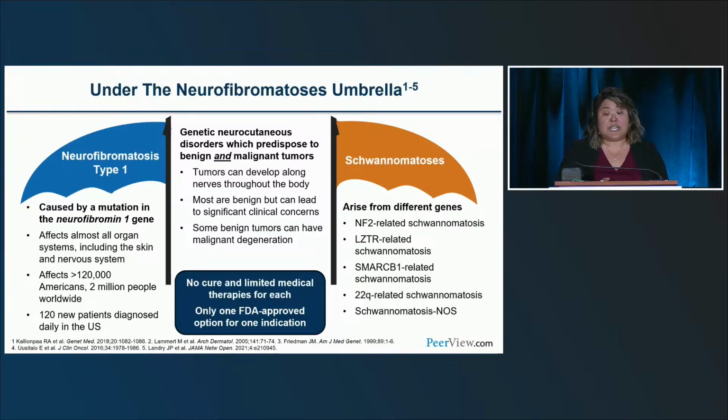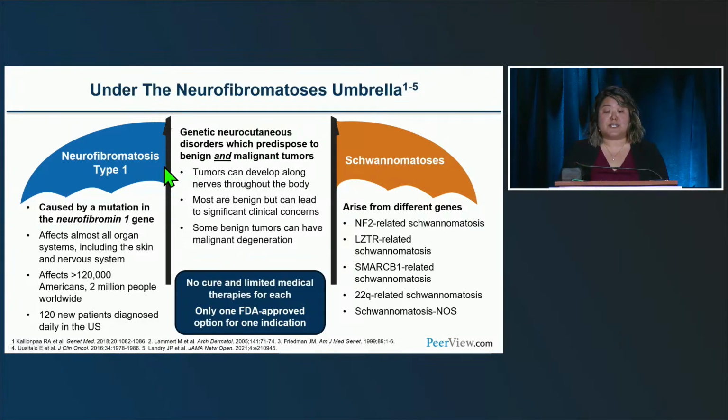So we'll start with a quick introduction about neurofibromatoses, an umbrella term to incorporate the genetic neurocutaneous disorders that predispose to benign and malignant tumors that can develop in the central and in the peripheral nervous system. Most are benign, but can lead to significant clinical concerns, and some of these tumors can even have malignant degeneration.